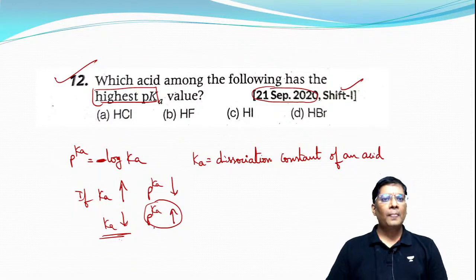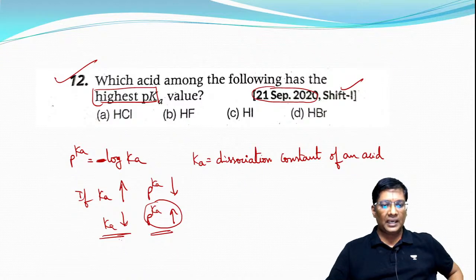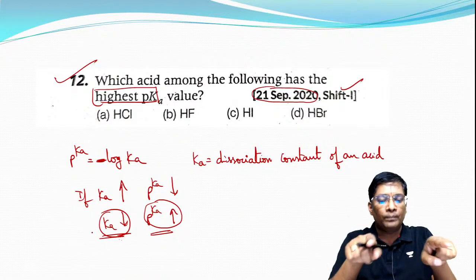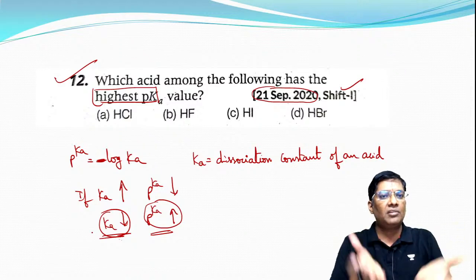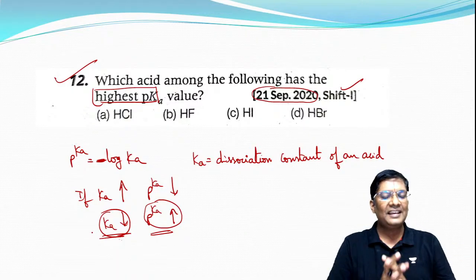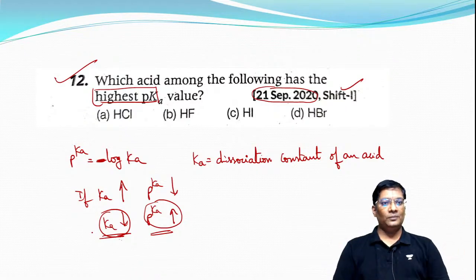Very good, Krishna. Weakest acid. pKa is high, highest pKa is having lowest Ka. Ka means dissociation capacity should be low. For which acid will the dissociation capacity be low, strong acids or weak acids? Tell me quickly. For what type of acids will the dissociation capacity be low?